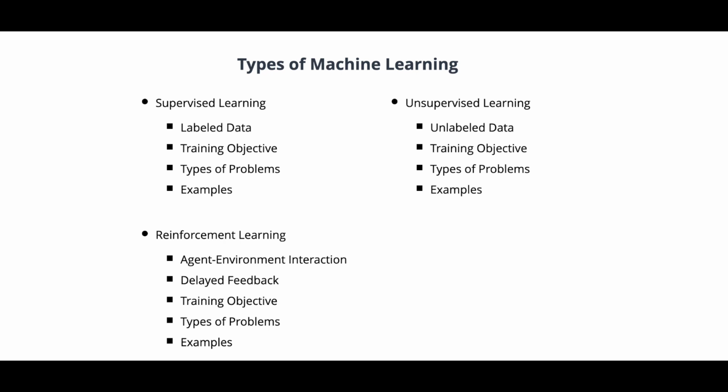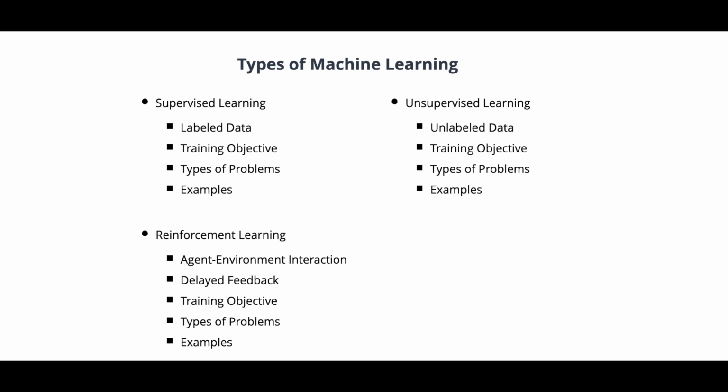The second one, unsupervised learning. In unsupervised learning, the algorithm learns patterns and structures from input data without explicit supervision or labeled responses. The goal is to explore and uncover hidden patterns or representations in the data. The key characteristics, unlabeled data. The training dataset contains only input data without corresponding output labels. That's why it's called unsupervised. There's no output to compare it with.